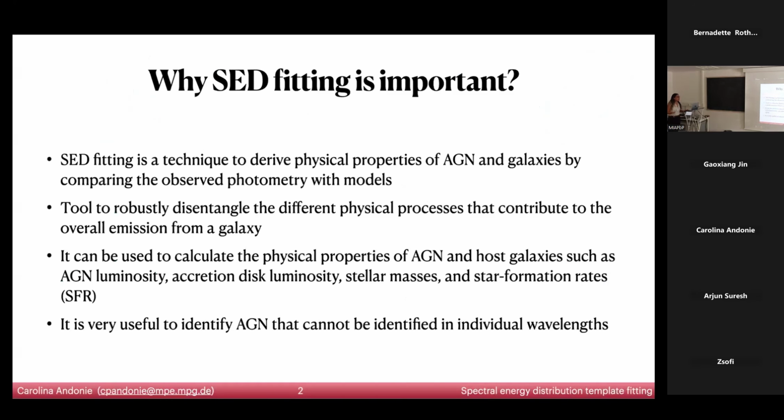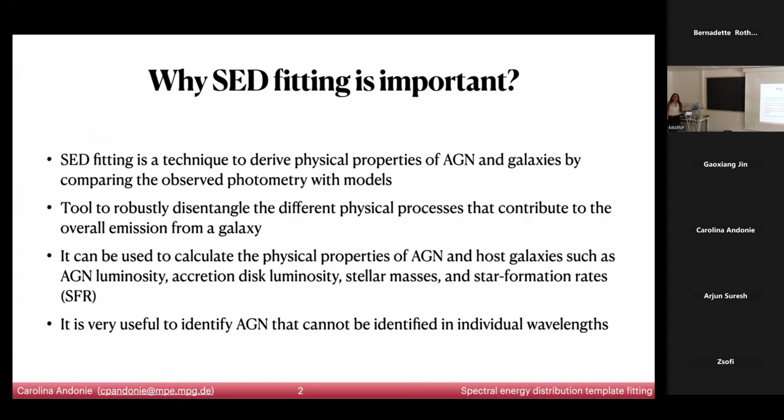Okay, so what is SED fitting? Basically SED fitting is a technique to derive the physical properties of AGN and galaxies, or well, any stars, but in this case it's AGN and galaxies, by comparing the observed photometry with models. We typically do it in the flux space, but I know that there are some codes that do SED fitting in the magnitude space.